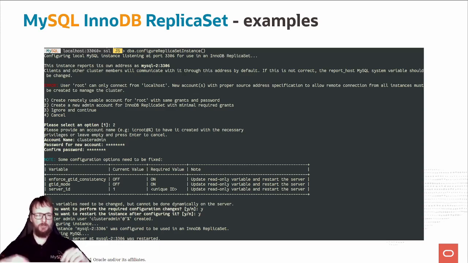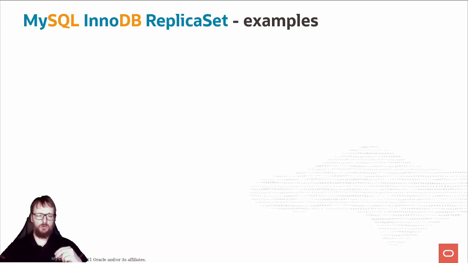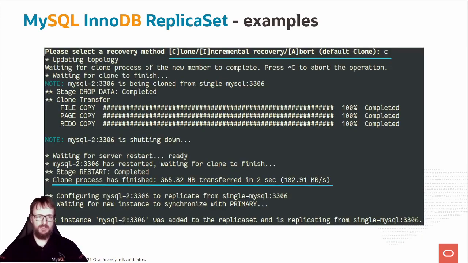And the next step, when you do add instance, it will tell you, okay, now we need to do the provisioning of the data. So what we call the recovery method. And it gives you the possibility to do clone, incremental recovery, or abort. Clone, it's what you should do there. Incremental recovery, meaning it will play the Binlogs from the beginning. But almost nobody in production has the binary log since they created the server on the same server. So I use clone, please.